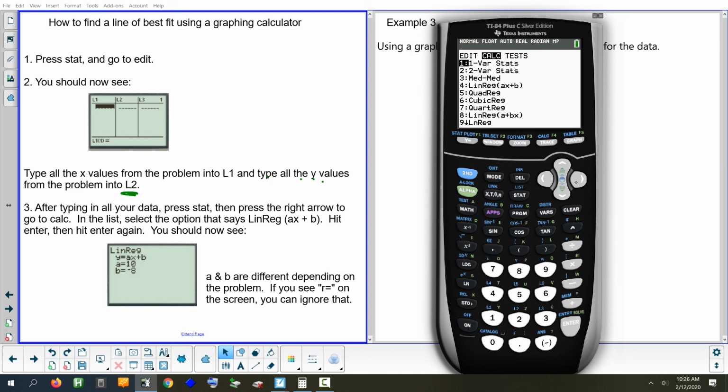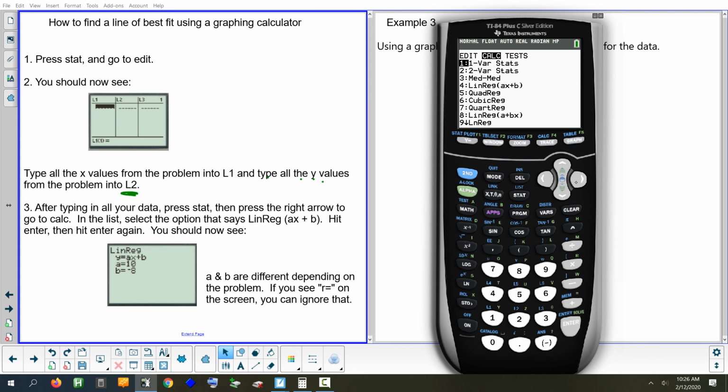So first, does anybody not see this menu? It starts with 1-Var Stats, which we're not even doing. So you press stat, and then you press the right arrow. So press stat, press the right arrow, and now you're at calc. Everybody's here? I pressed the wrong button. Stat, calc. Okay, now you have to pick one of these options.